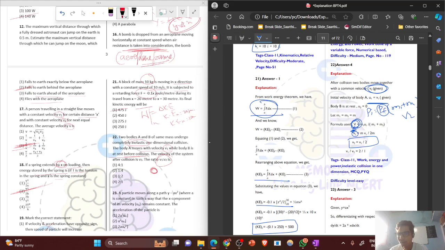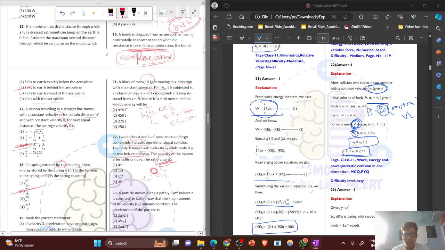V1 by v2 is equal to 2 by 1, meaning a 2 to 1 ratio. Be careful again, it's asking for v1 by v2, so your correct option will be 2 to 1. If it were asking v2 by v1, then it would be 1 to 2, and option C would be correct. Now option 4 is the correct answer.